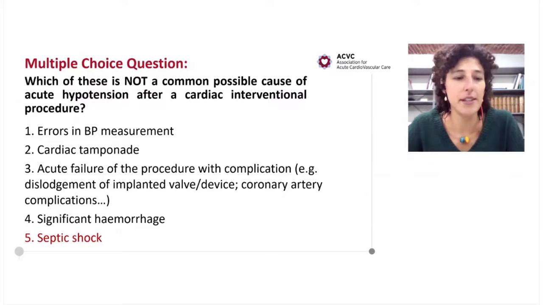Which of these is not a common possible cause of acute hypotension? By and large, the audience suggested that septic shock was unlikely to be an acute cause of hypotension after a cardiac interventional procedure, 88% of respondents. Okay, I'm happy with that because that was our answer too. Generally speaking, patients undergoing interventional procedures are elective or semi-elective patients, usually well controlled from the infectious point of view. So sepsis or septic shock are not common causes of hypotension immediately after a procedure.